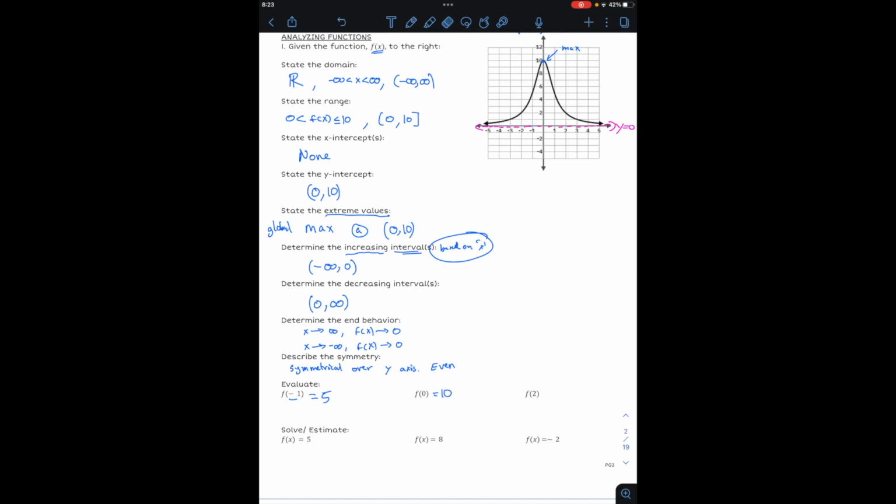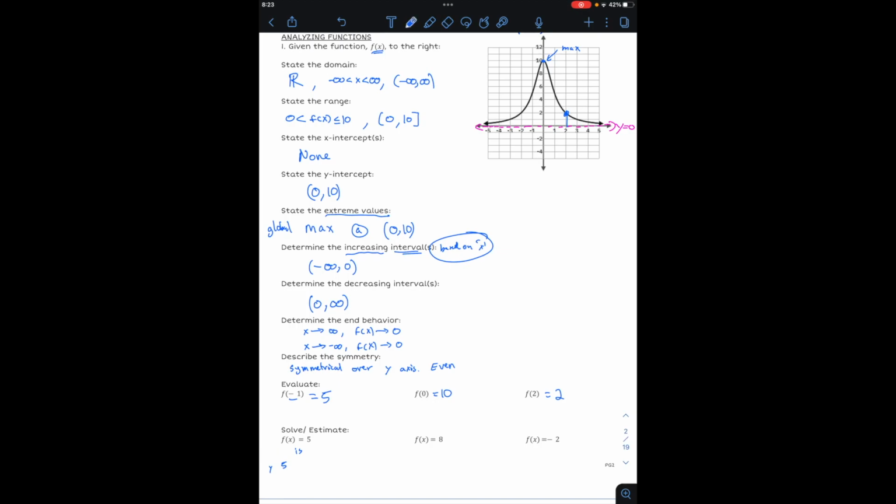f of 2, an input of 2, seems to give us an output of 2. Solve or estimate. Now we're given f of x equals 5. So this is like asking when, or where, is y 5. And by when, we mean for what x value.